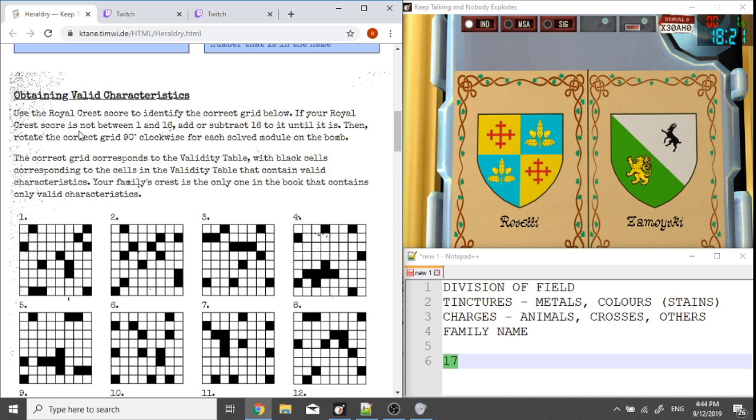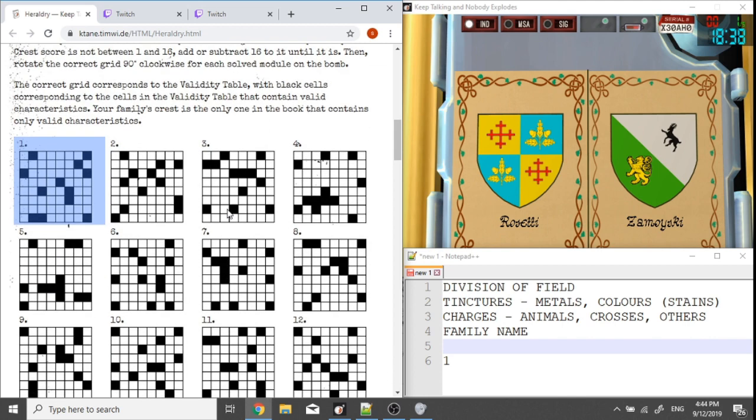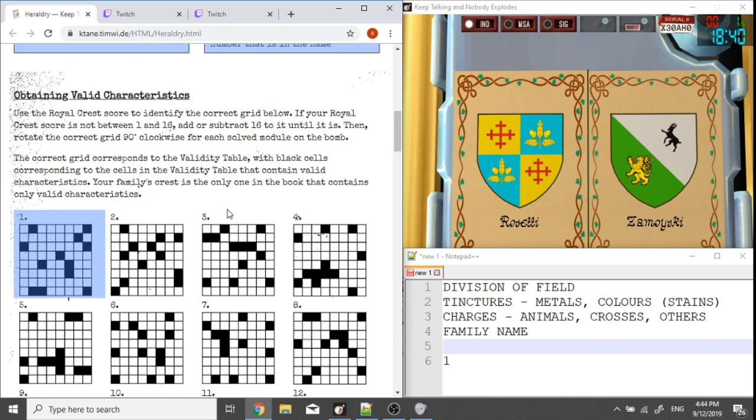So again, we want it to be between 1 and 16. So we're going to subtract 16. So our final score is 1. Pause the video here so you can try and get the valid properties. Keep in mind that we do have to do a rotation.